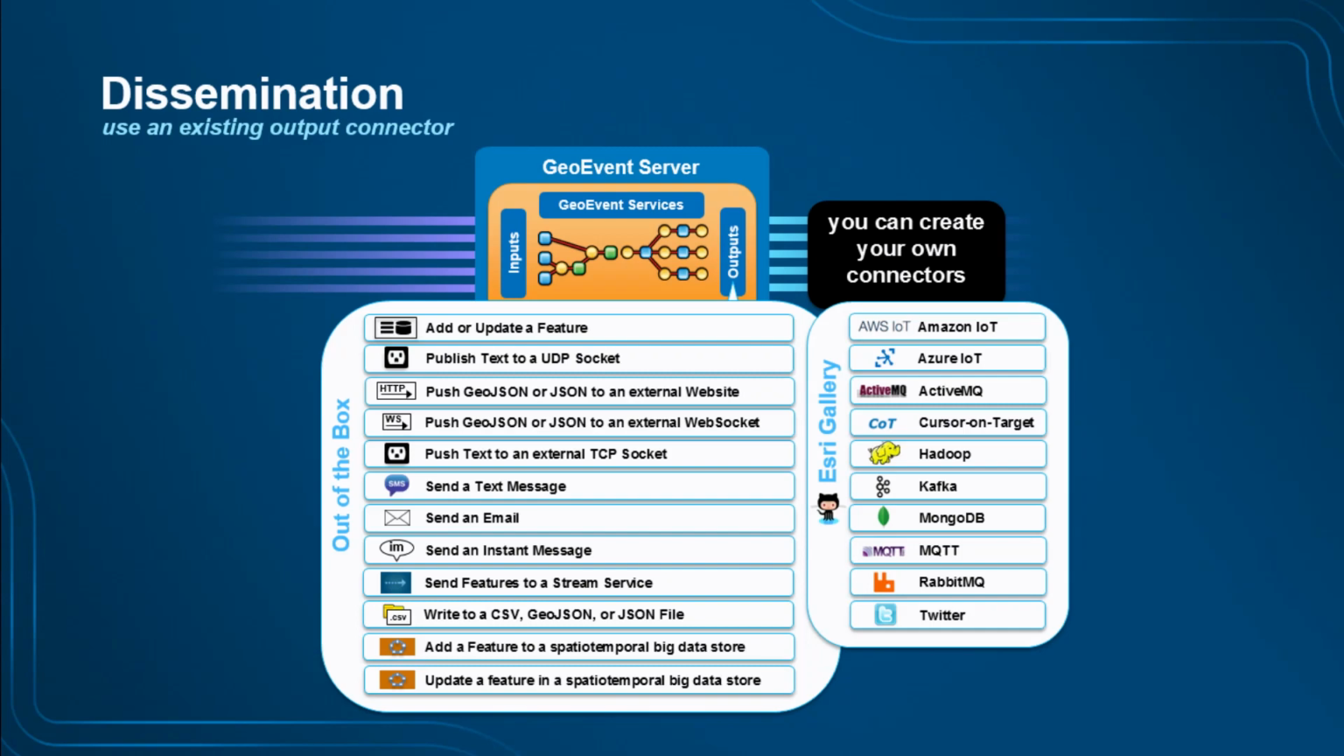But overall, much like with the input connectors, if none of the default output connectors work for you, then again, one best practice is to check the gallery for other custom connectors that might be available. And again, you can build your own connectors with the SDK. Some of the example connectors in the gallery for output are writing to Hadoop, pushing events to a Kafka broker, pushing events out to RabbitMQ, and so forth.